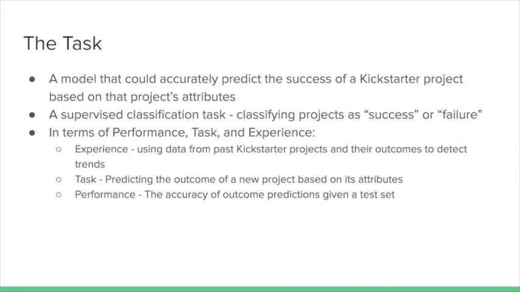Right. So with our project, we wanted to create a model that could accurately predict the success of a Kickstarter project based on a project's attributes. So this is a typical supervised classification task where we're classifying new projects as either successes or failures based on attributes. In terms of the performance, task, and experience framework, the experience would be using data from past projects and their outcomes to find trends.